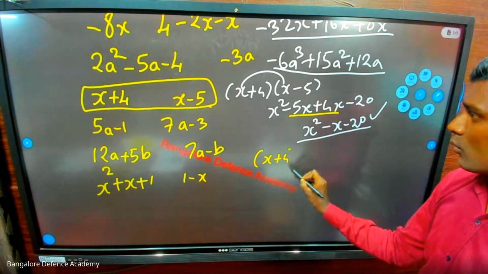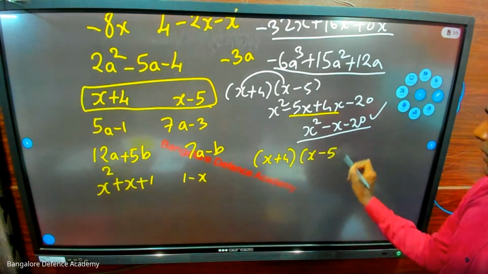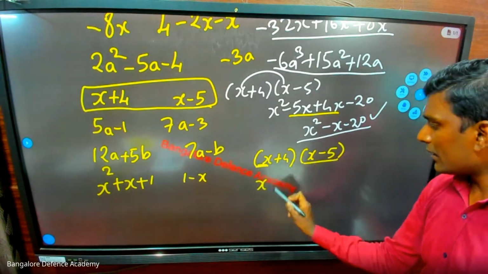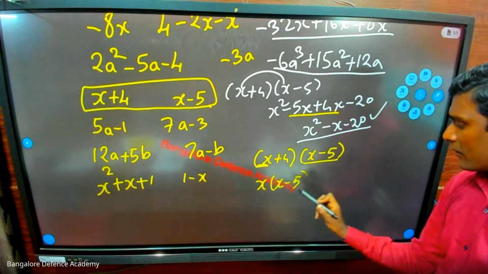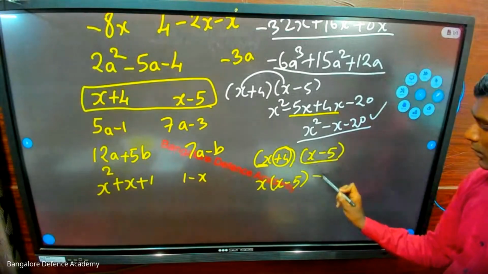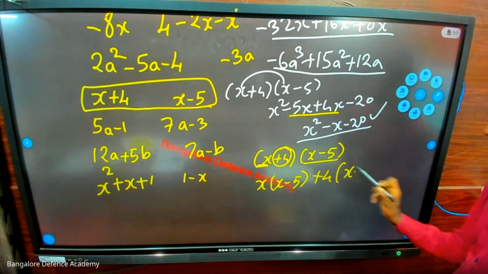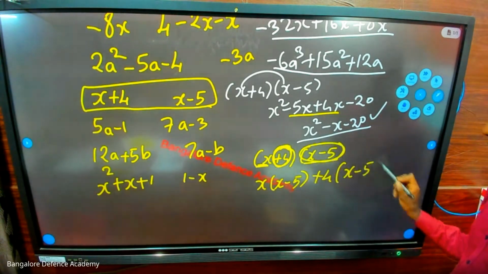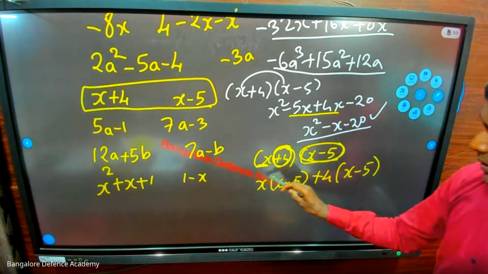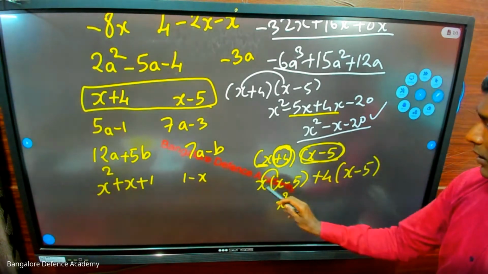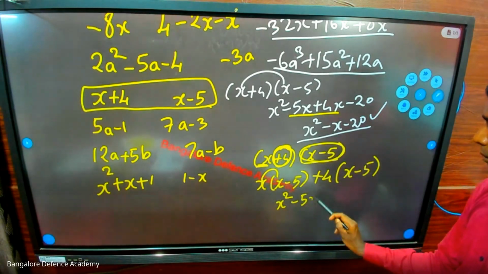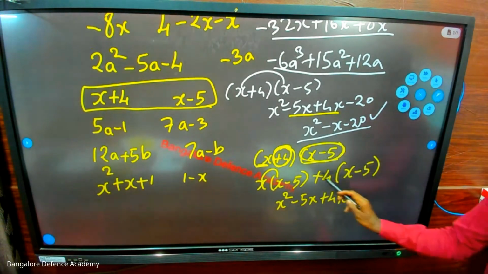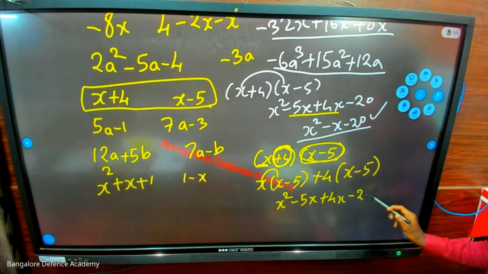X plus 4, x minus 5. Okay, now I will multiply this x to this bracket. I write x into x minus 5. Now what is this here? Plus 4. This plus 4, I will multiply with this bracket again. So I can write x minus 5. Now look at this. X into x, x squared. X into minus 5, minus 5x. Now plus 4 into x, plus 4x. Plus 4 into minus 5, minus 20.